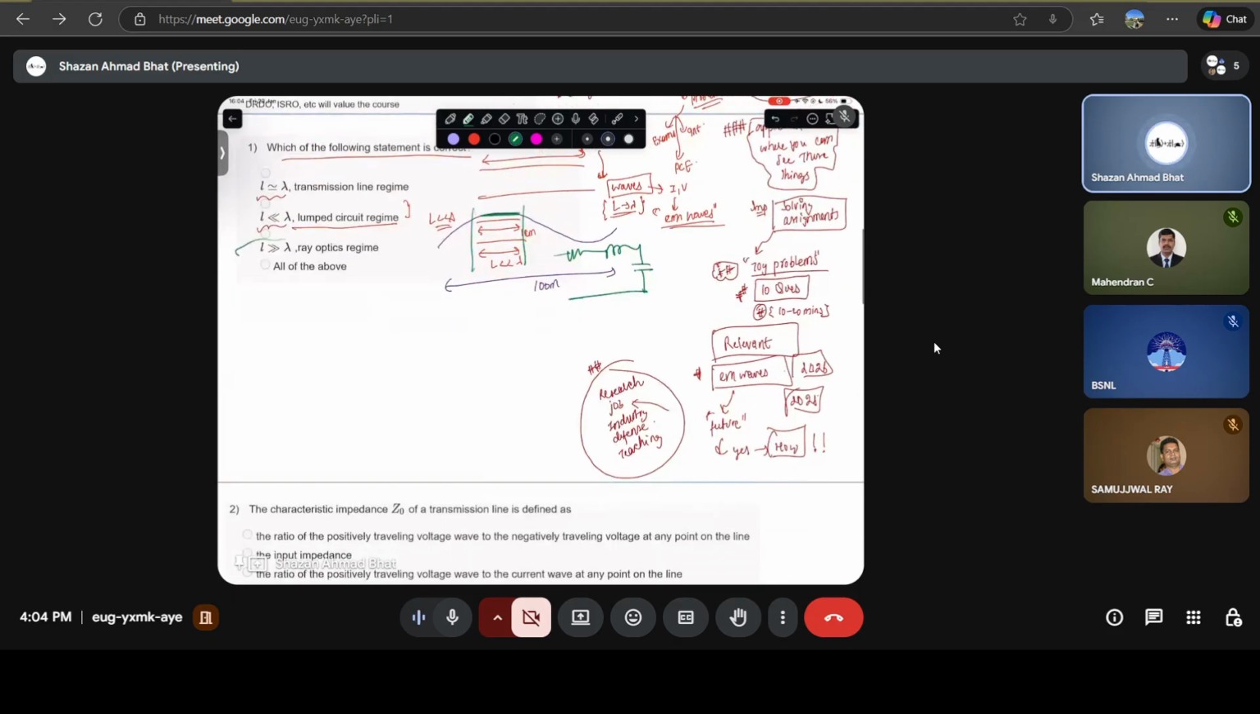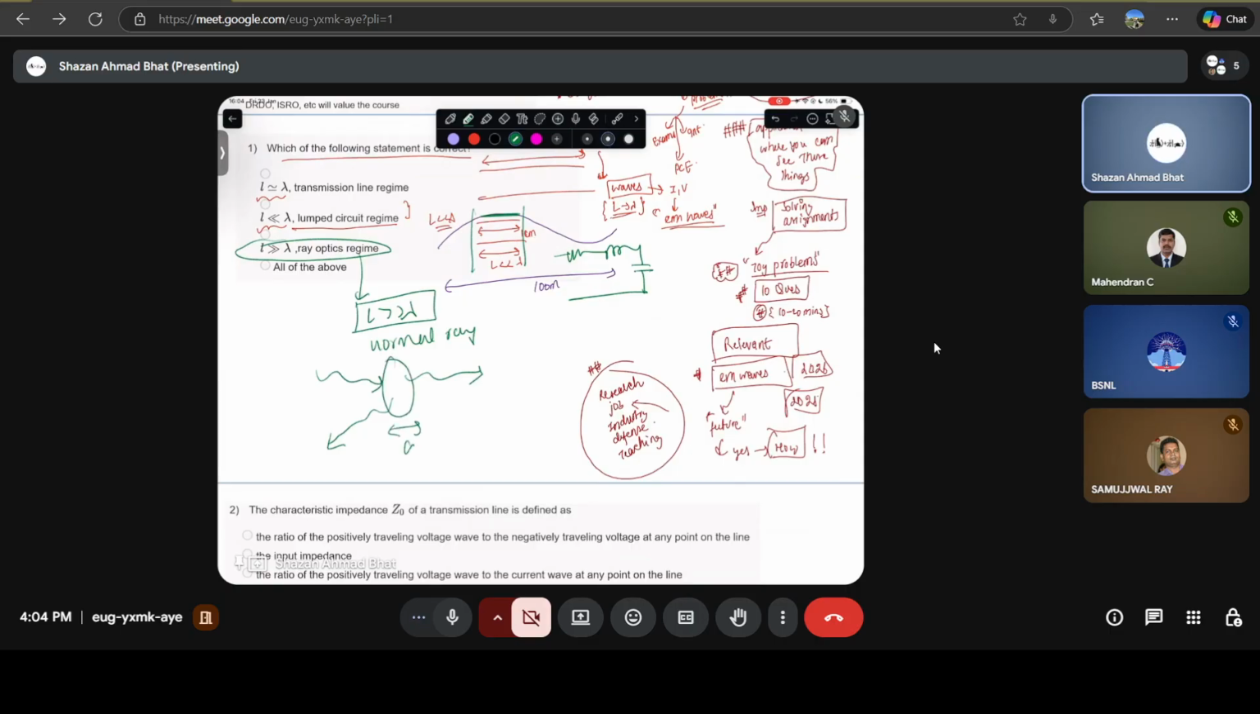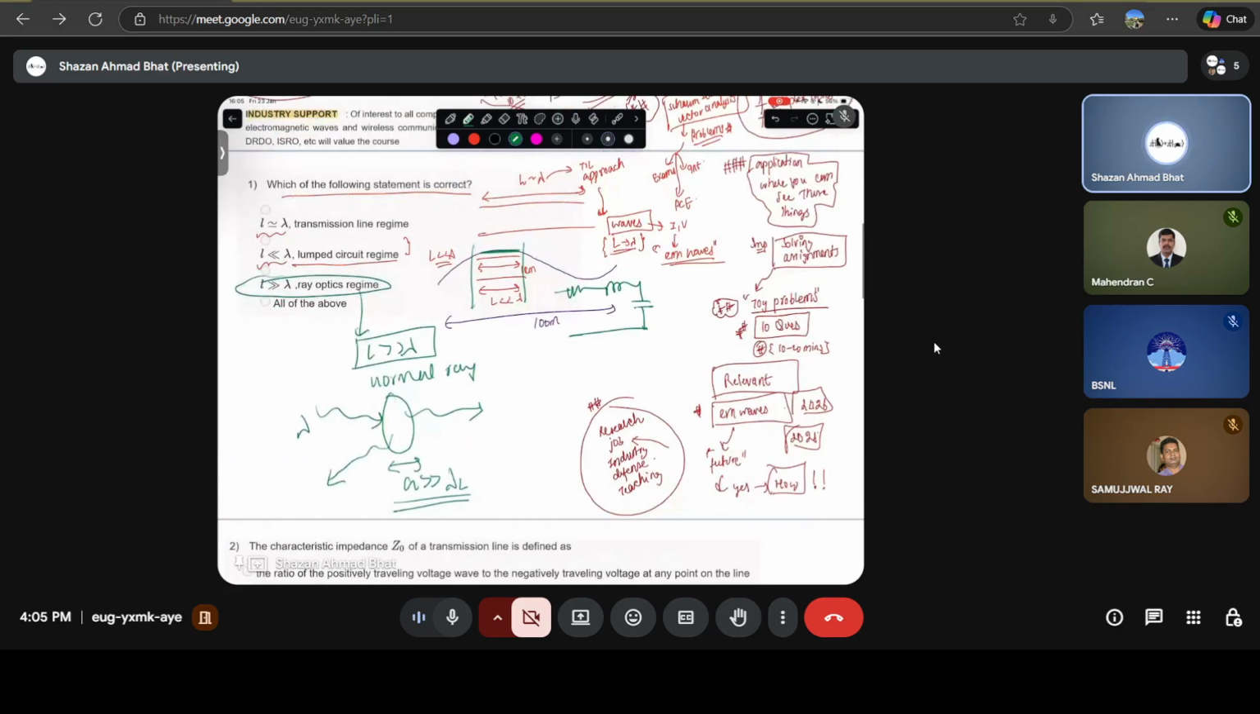But what happens if you have a length scale which is much, much greater than lambda? Then it's normal ray optics, which is basically light coming in, getting reflected, getting transmitted, because this object is much, much greater than the wavelength of the light. That's the answer to this question. So the answer will be all of the above for this particular question.